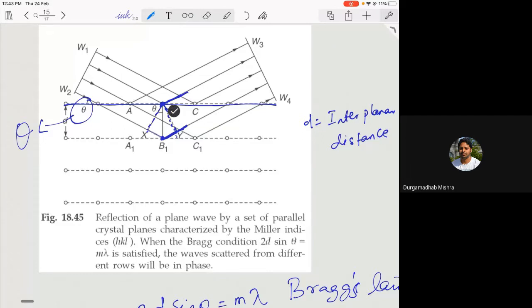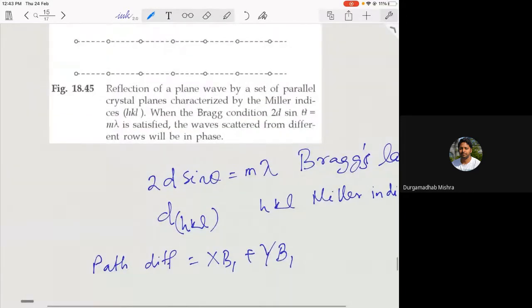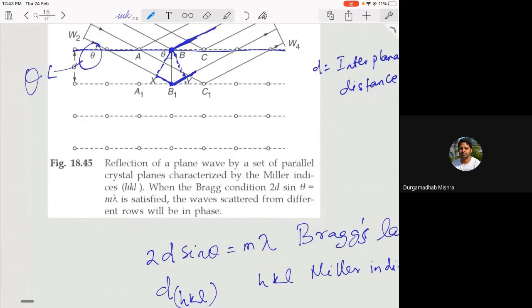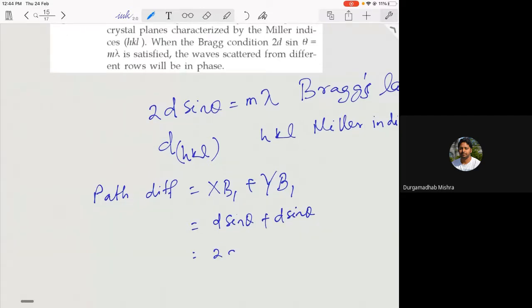then B1x and B1y is the extra path that the wave will travel when it is diffracted from B1 compared to atom B. So this is from the top surface, but the bottom surface will have an additional path difference. So this is the path difference, xb1 plus yb1. And how much is the path difference? If this is d and this is theta, then xb1 will be d sin theta and yb1 will also be d sin theta. So d sin theta plus d sin theta is equal to 2d sin theta.